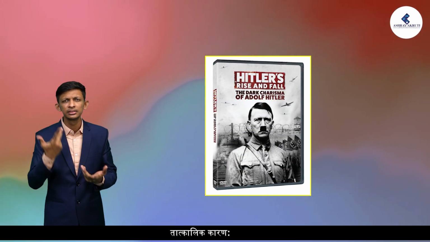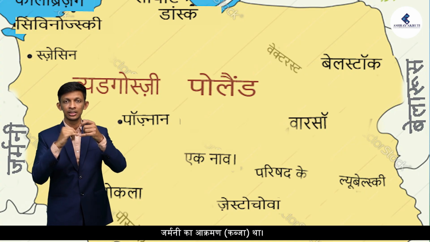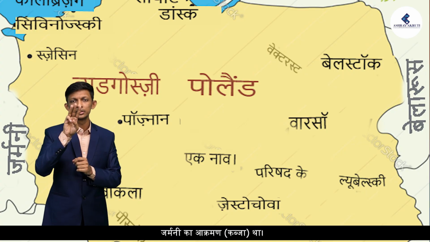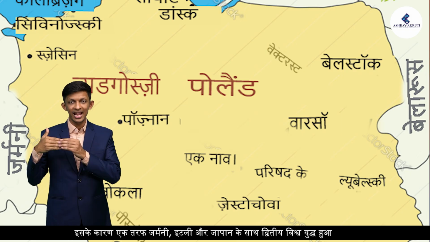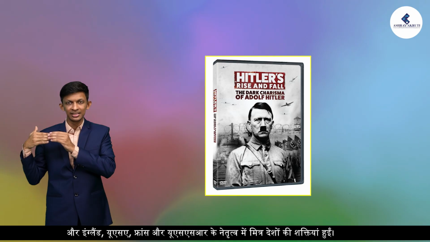Immediate cause. The immediate cause of the Second World War was Germany's invasion of Poland on 1st September 1939. This led to the Second World War, with Germany, Italy and Japan on one side and Allied powers led by England, the USA, France and the USSR.